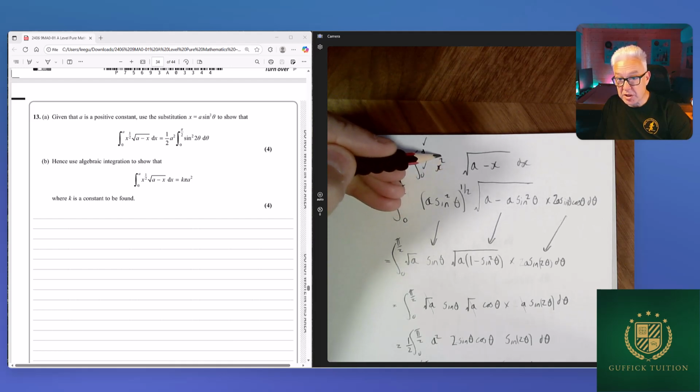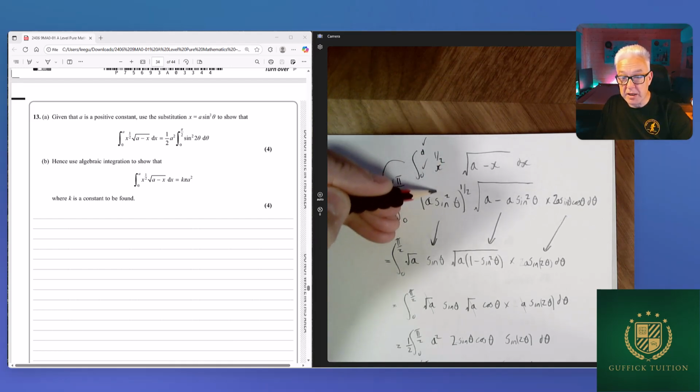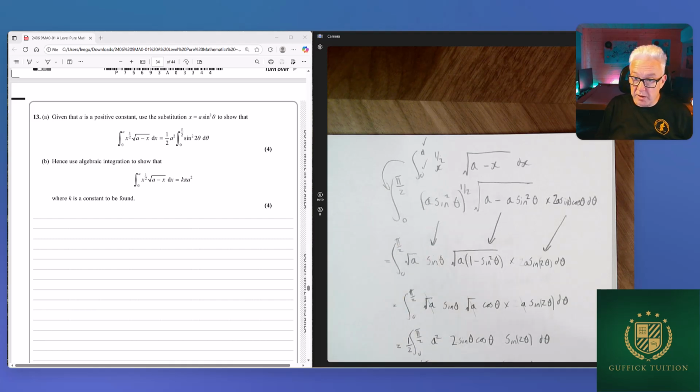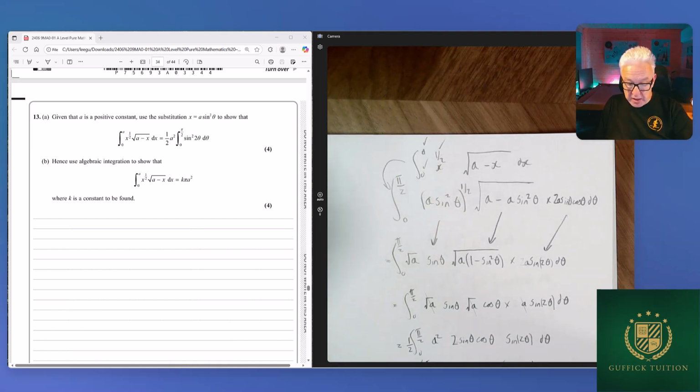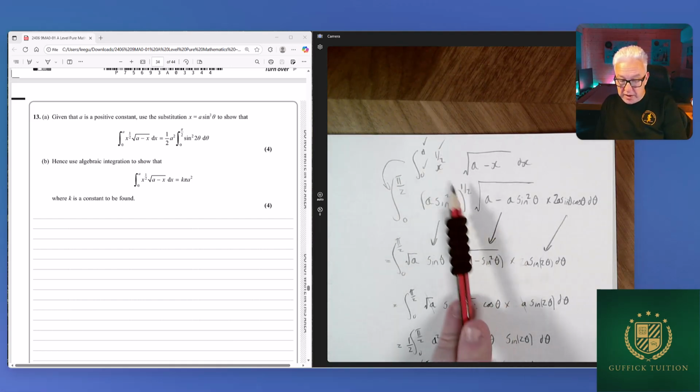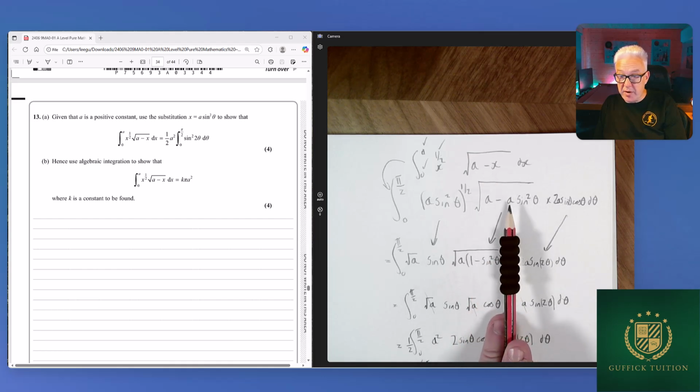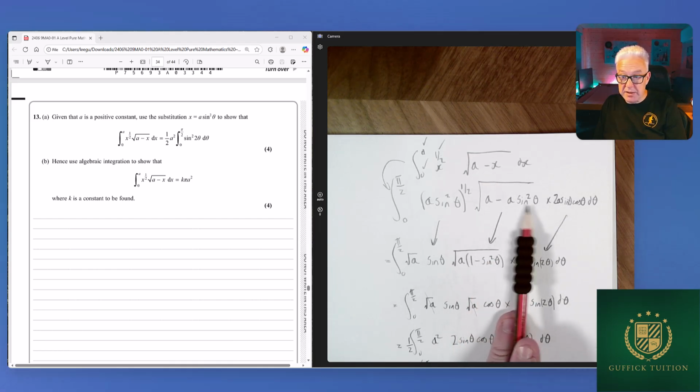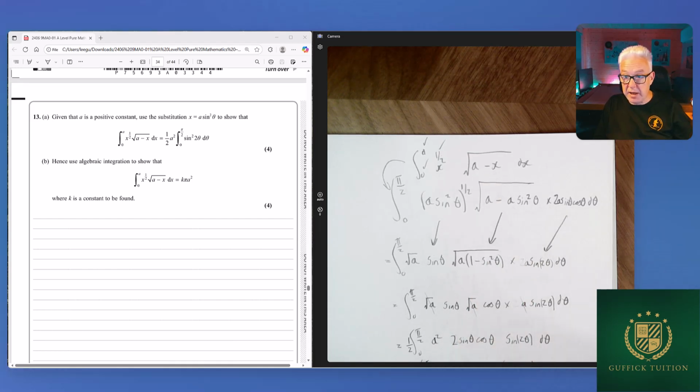X to the half, we're just going to sub that in. So we replace that with a times sine squared theta, to the power of a half, because x is a sine squared theta. So we've subbed that in. And then here, we're going to have a minus x. Remember, our x is a sine squared theta, so I've just replaced that there.